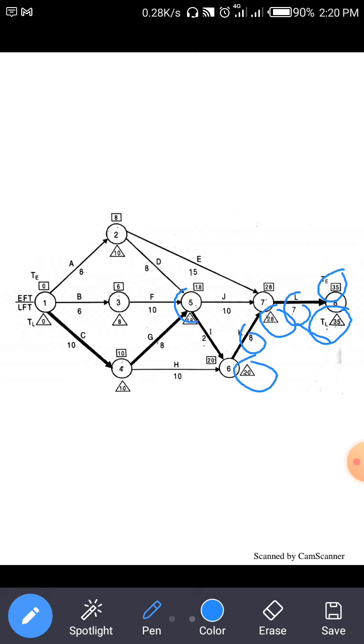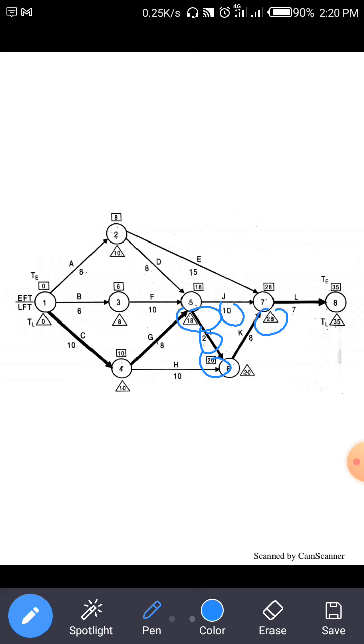Here at node number 5, two arrows are given. So here we write the minimum value. 28 minus 10 is 18, and 20 minus 2 is also 18. So we write here 18.